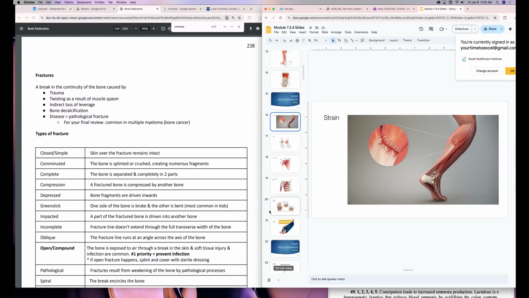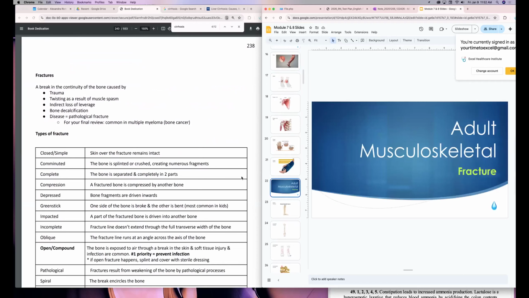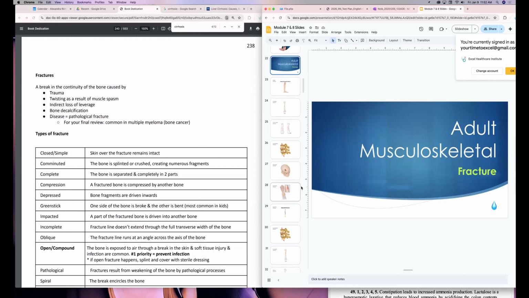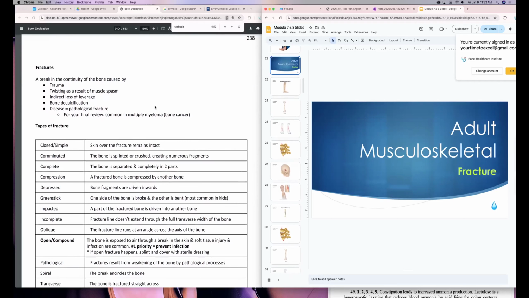All right, next up, we're going to learn about different types of fractures. And then that's going to be it for today because I don't want to just overwhelm you with a lot of information. All right, so a fracture is a break in the continuity of the bone, and it can be caused by trauma, twisting as a result of muscle spasm, an indirect loss of leverage, bone decalcification, or it can be caused because of a disease like a pathological fracture, like bone cancer, for example, multiple myeloma.